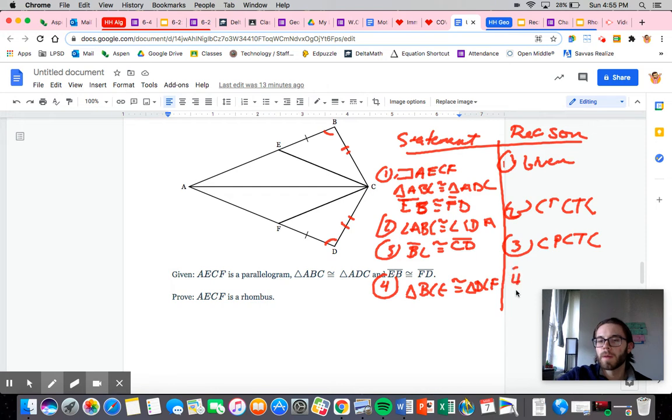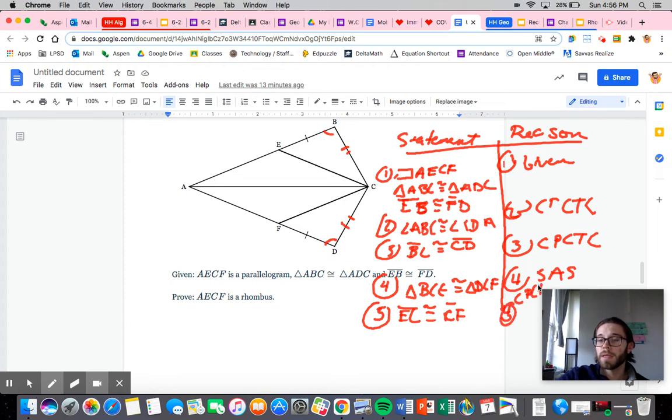Okay. What's that? Side angle side. All right. Now, I have these are congruent. I can use CPCTC again. Really, it's just use CPCTC, please. So now I know that EC is congruent to CF. Well, why did I do that? Well, I didn't just do it because I was bored.